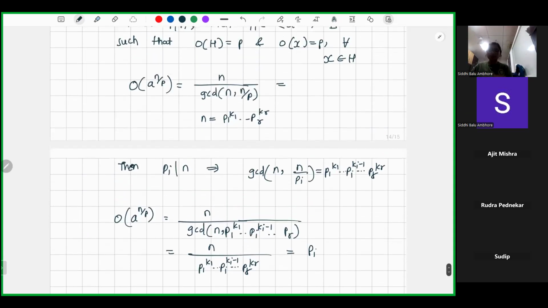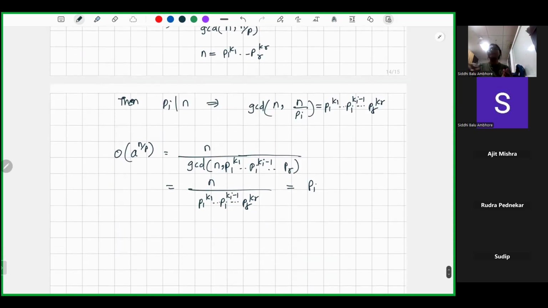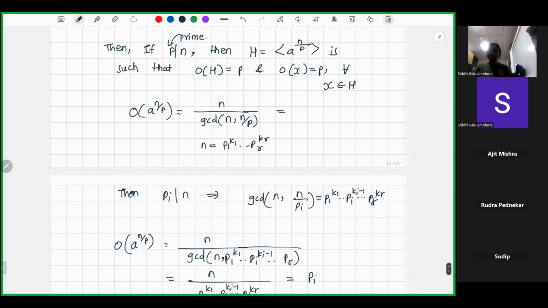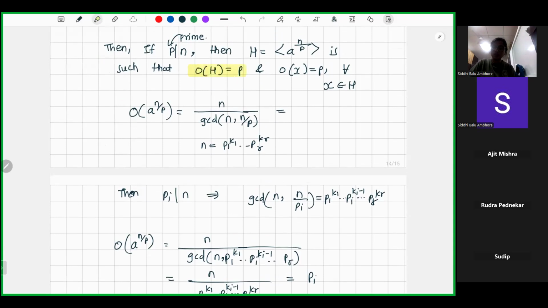And also, since this is prime, all the elements will have the same order. You can check that this will happen in this case. The order of HP will be P and XP will be P. This is the general statement which I made. This will be N by P, and this will be just P here.